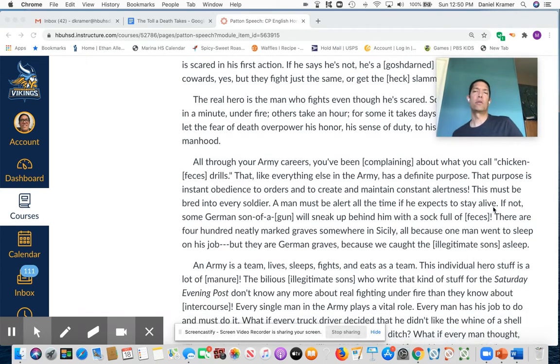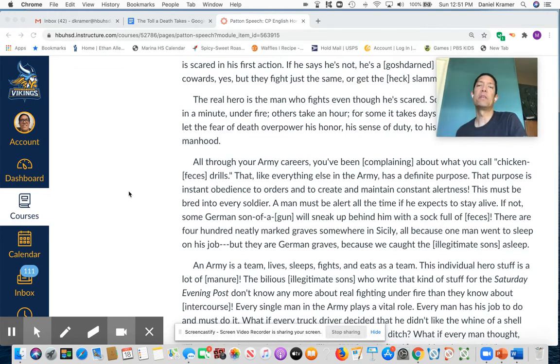All through your army careers, you've been complaining about what you call chicken feces drills. That, like everything else in the army, has a definite purpose. That purpose is instant obedience to orders and to create and maintain constant alertness. Okay, we have logos. He's explaining what was the purpose of those drills. We needed to do that because of this result. Okay.